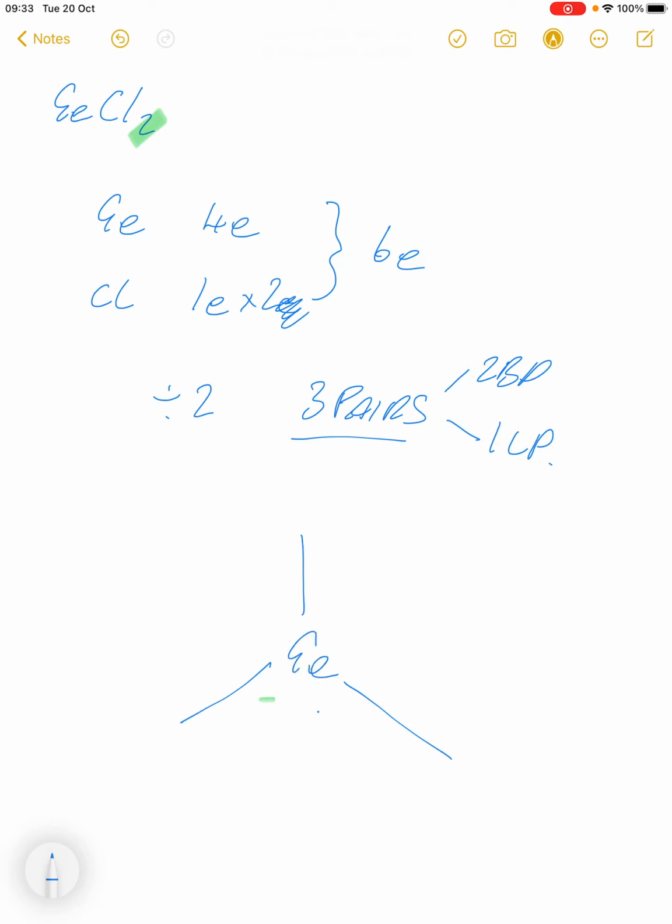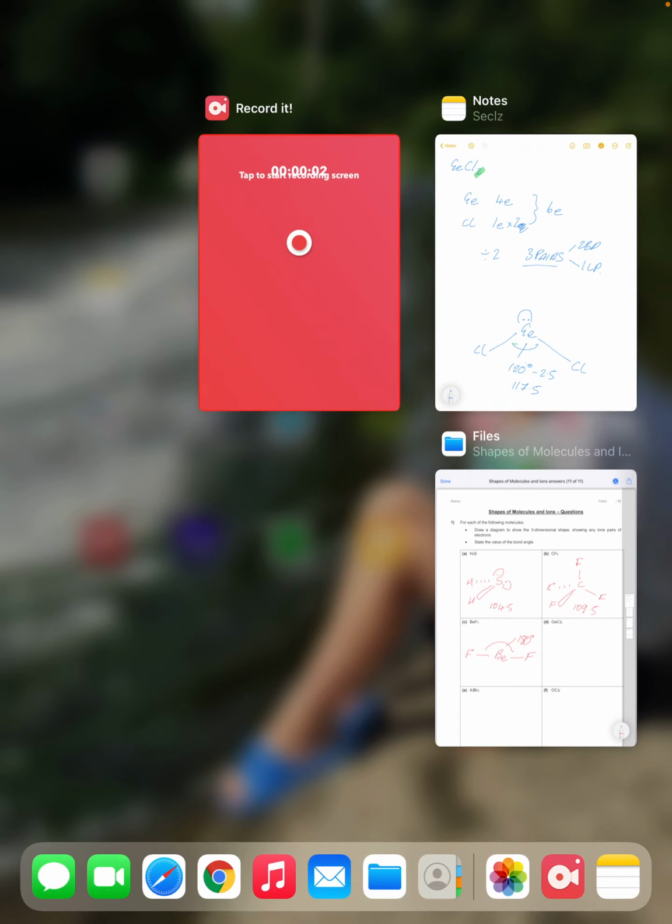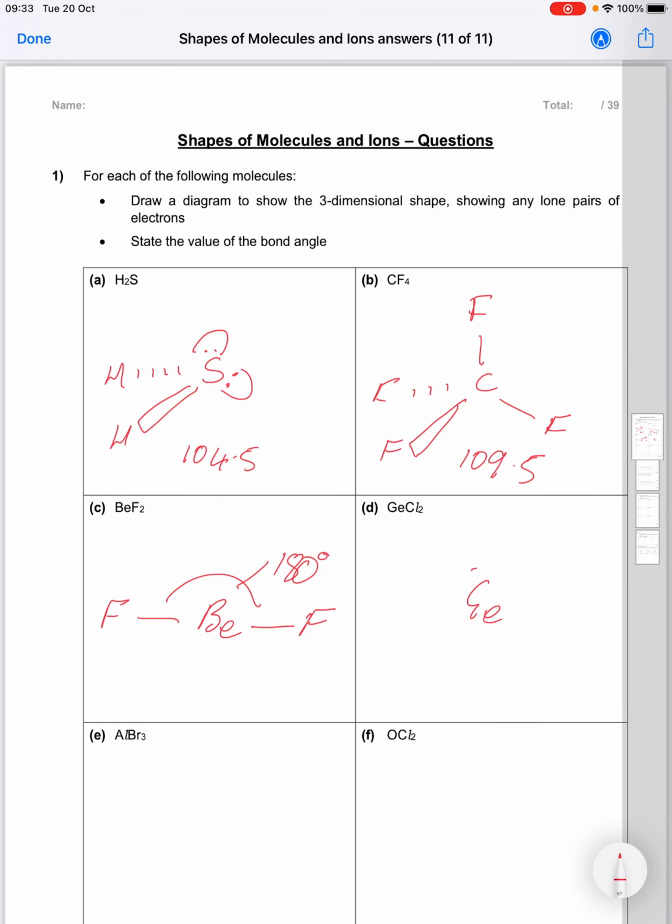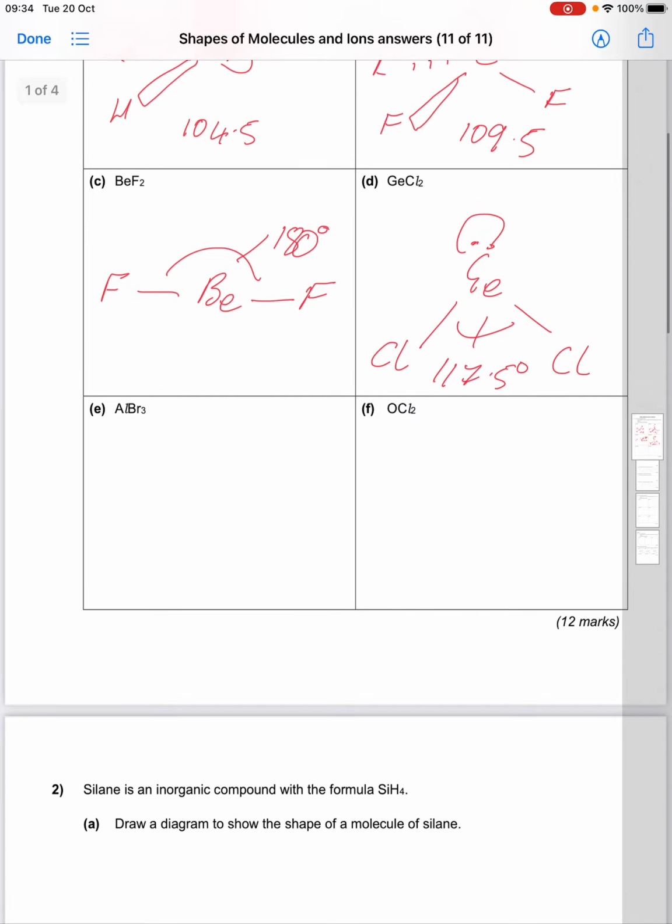Put my germanium in the middle, chlorine, chlorine, and convert one of my bonds there to a lone pair. Trigonal planar means the bond angle here is going to be 120 degrees, but because of the lone pair, that's going to be minus 2.5, which is 117.5. So draw that in here. And 117.5 degrees.